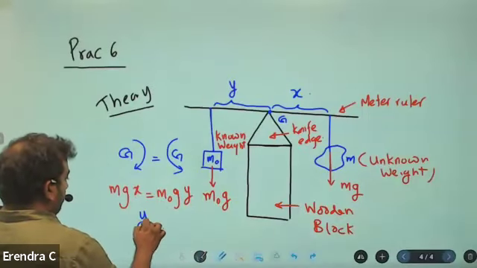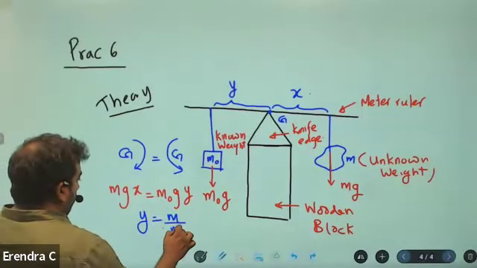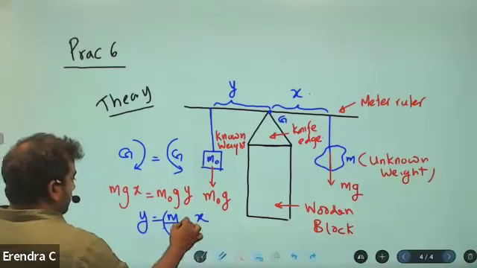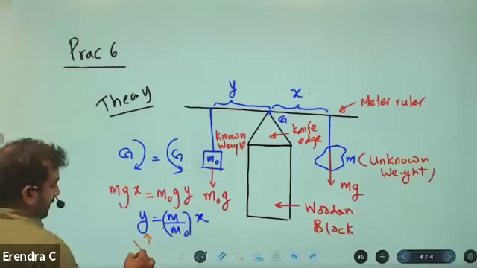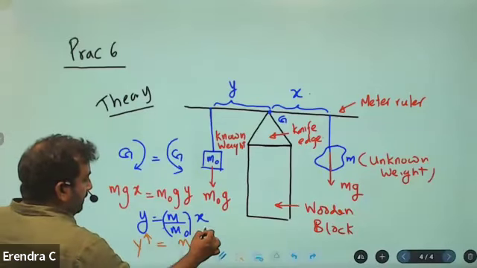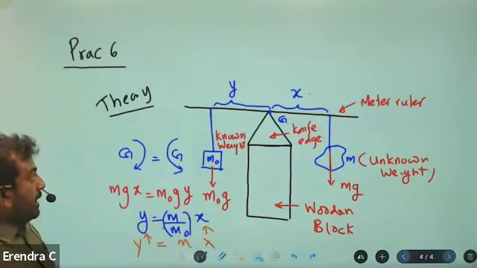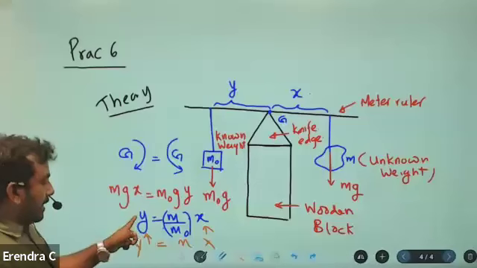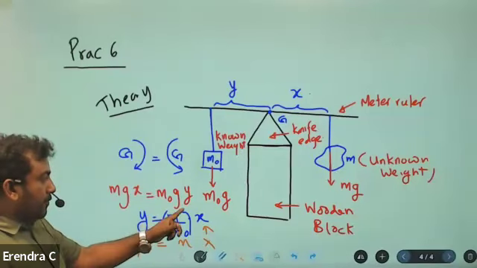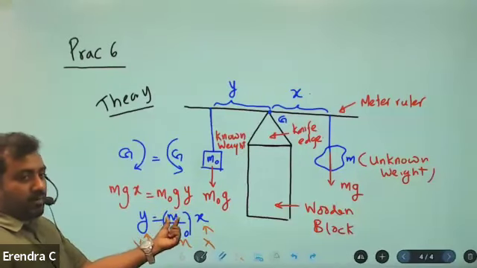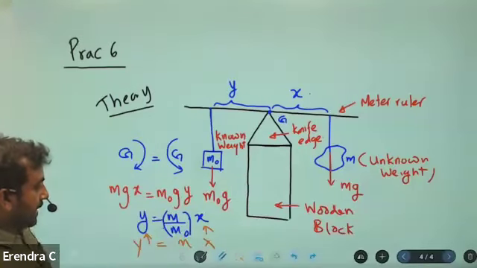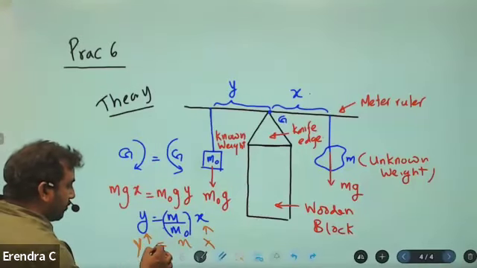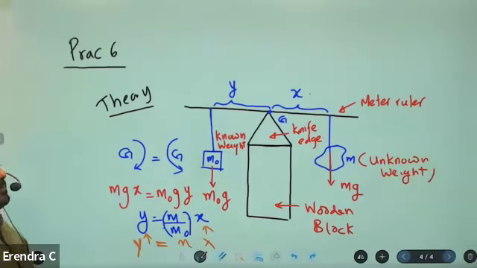The g's cancel off. Y equals M over M naught times X. So this graph is of the form Y equals mX. For different values of X, you find different values of Y, plot the graph. From the gradient of the graph, you can find the unknown mass. Simple. Draw this and get this relationship. Y equals mx form. Quickly, yeah?